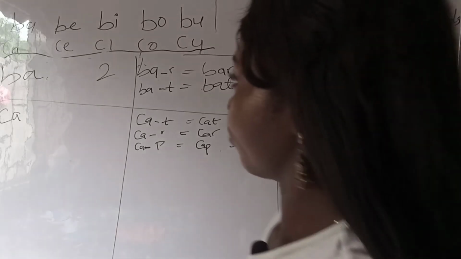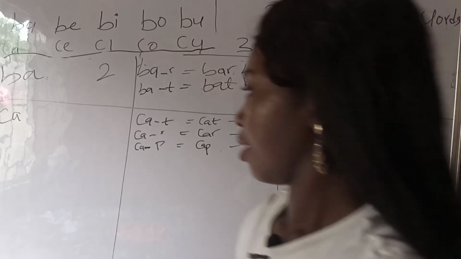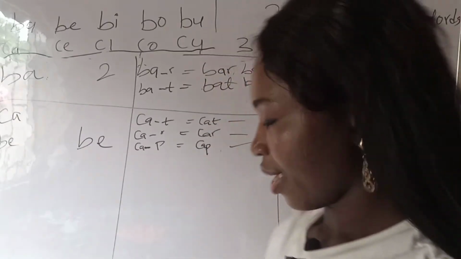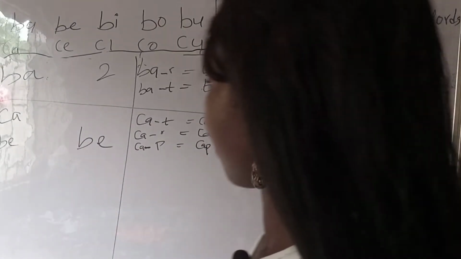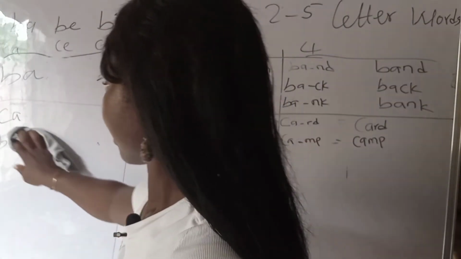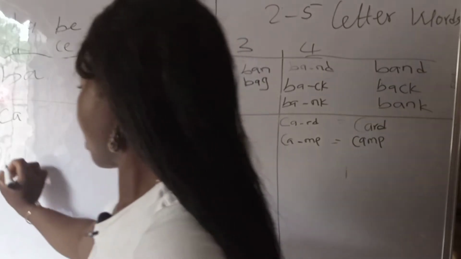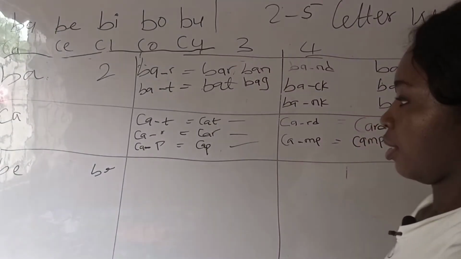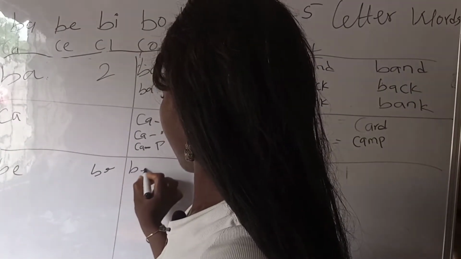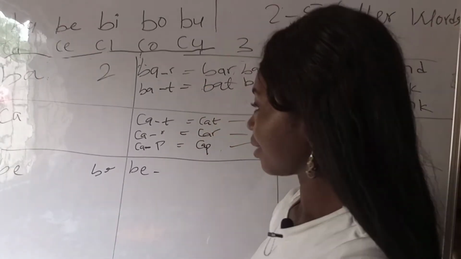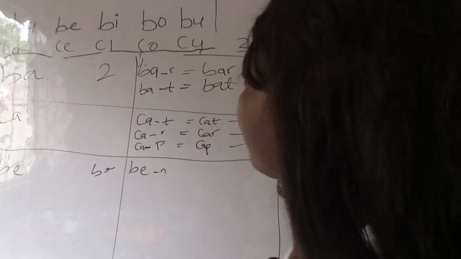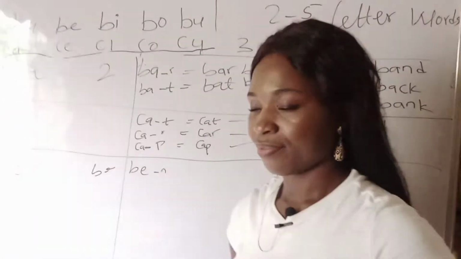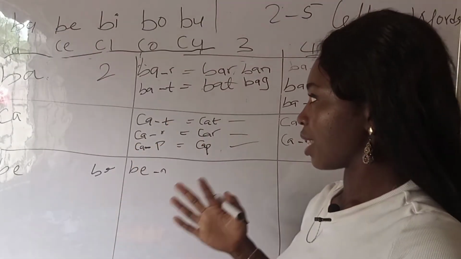Now let's move to B and E. This is B, E. It's already a two-letter word. Now let's get a three-letter word from this. We'll be having B, E. What do we add here? Let's say we add N. Let's get used to this N sound, the T, P, G, all of that. So we're going to be working with them most especially.